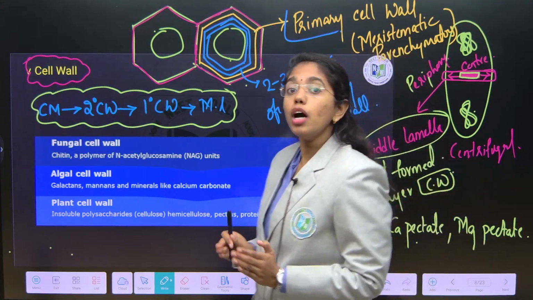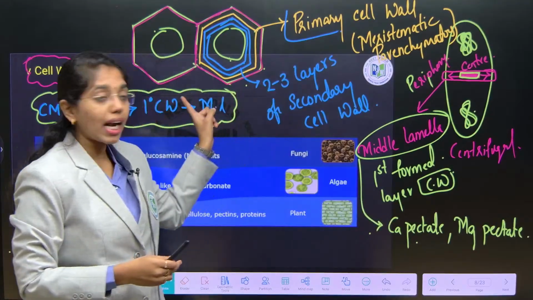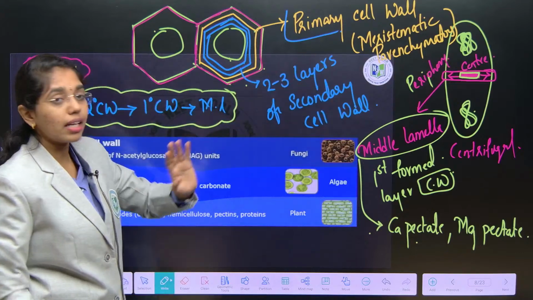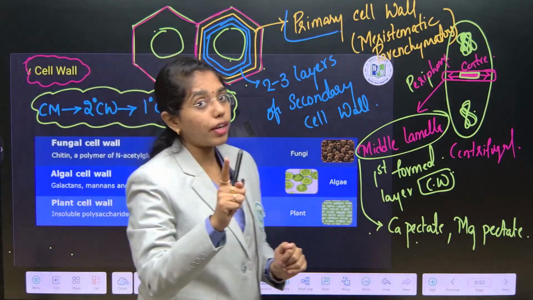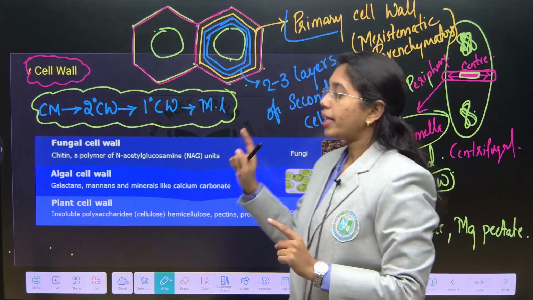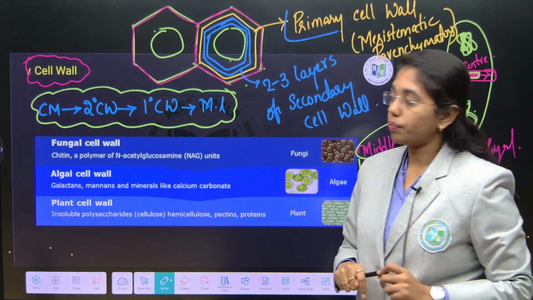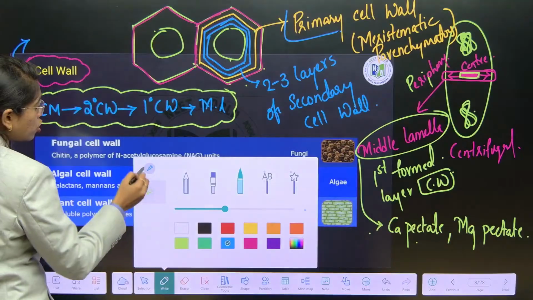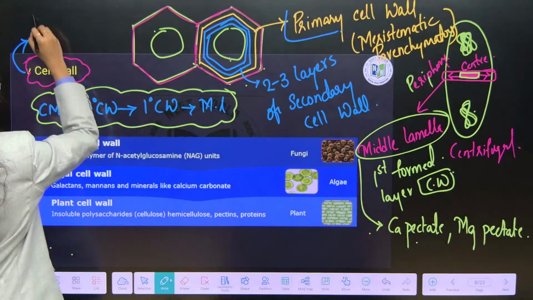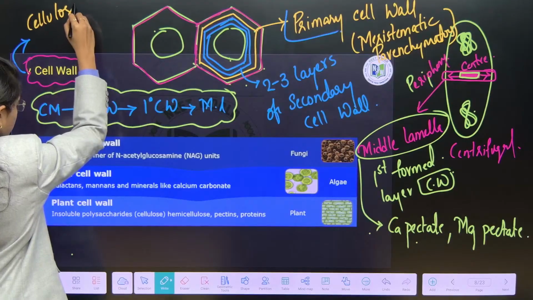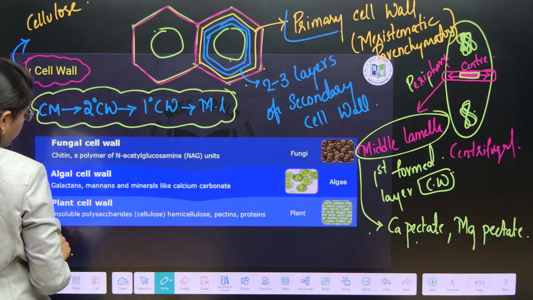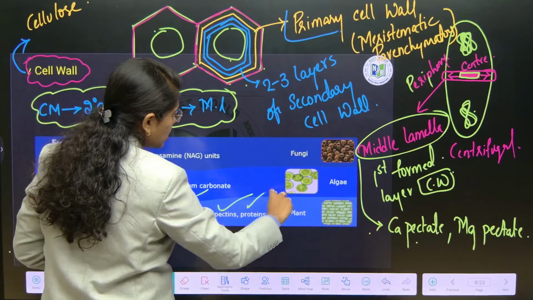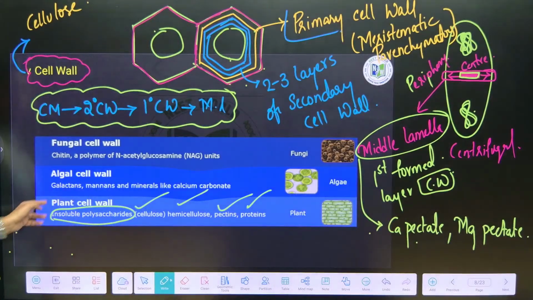Now we will look into the composition of a plant cell wall. This flow chart is very important, and the points we have discussed for the middle lamella, primary cell wall and secondary cell wall are highly important, not just for your EAPCET but also for your NEET. The composition of the cell wall is insoluble polysaccharides like cellulose and hemicellulose, pectins and proteins.